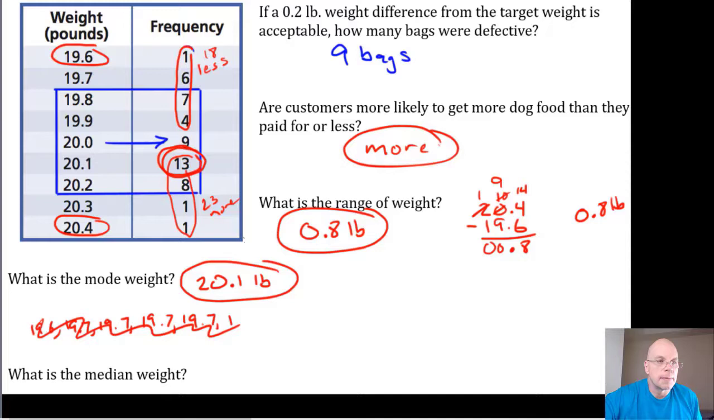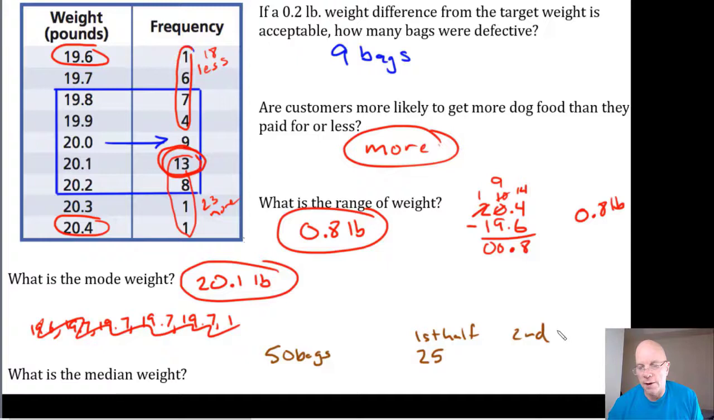Okay, the median is the middle number, we know from our song. I think the best thing to do first is just figure out how many bags are represented in this table. We know we have 18, plus 9 more is 27, plus 13 is 40, and 8 and 1 and 1 is 10, so there are 50 bags. I have an even number of bags. There isn't going to be 1 in the middle, there'll be 2 in the middle, but I know I'll have 25 bags in my first half of my data, the low half. The second half, the higher numbers, will also have 25 bags.